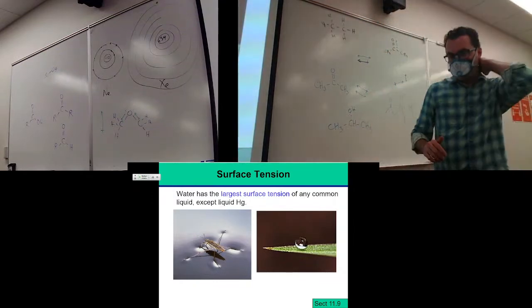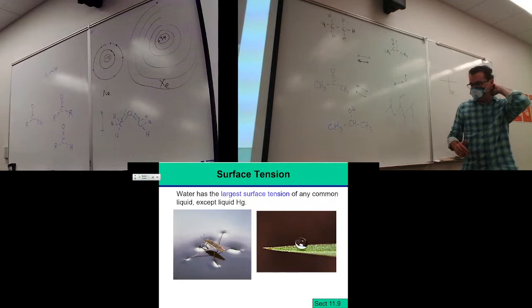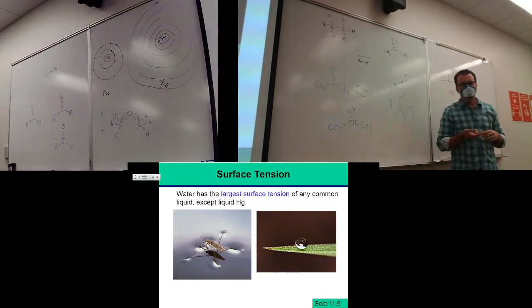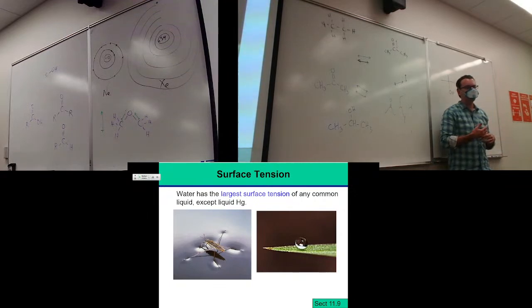And it turns out water has the highest surface tension of any liquid except for mercury. Any ideas why mercury is higher? So mercury is a liquid, right? What do you think, anybody? It's heavier? Mm, somewhat related. But what is mercury? It's a metal. What do metals do? What kind of bonding do metals do?